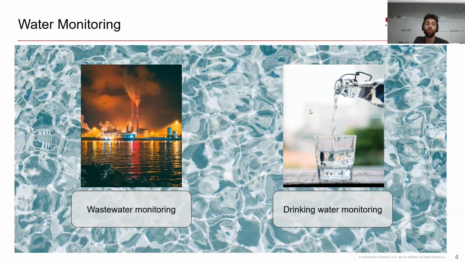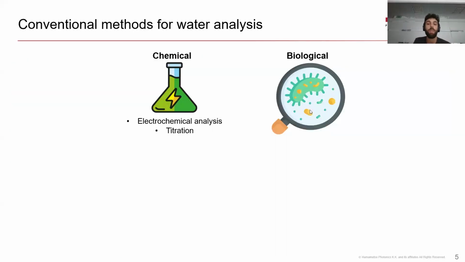So for these two kinds of application fields, we have several methods for water analysis. And the traditional ones are mainly two. One is the chemical water analysis, and the other one is biological. When we talk about chemical, there are two main methods. One is electrochemical analysis, and the other one is titration, while biological analysis uses bacteria to monitor the water quality.